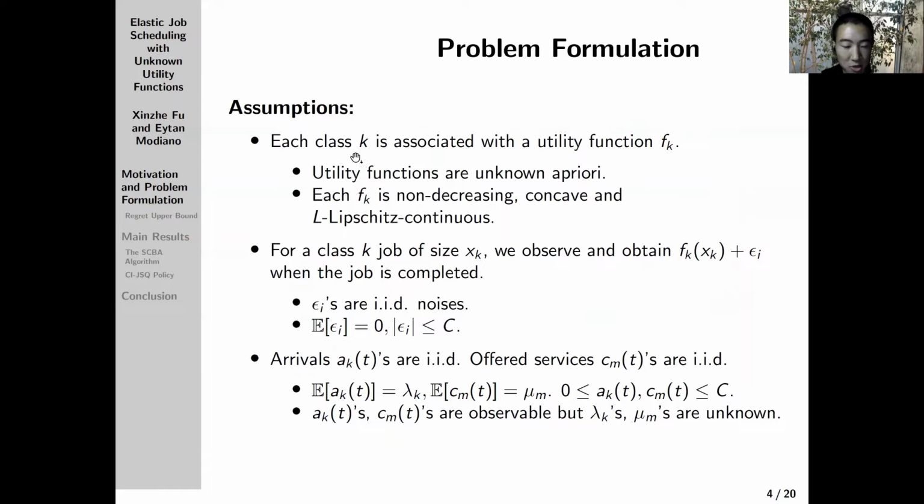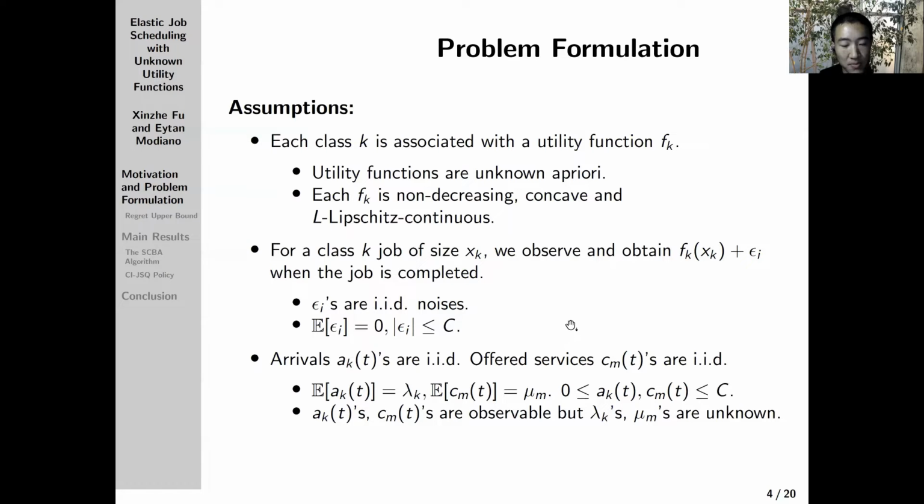Further, each class is associated with a utility function that is non-decreasing, concave, and Lipschitz continuous. The utility functions are unknown a priori, but we can receive observations of function values based on the completed jobs. Specifically, for a class k job of size x_k, we can observe f_k(x_k) plus a noise when the job is completed. The noise is assumed to be IID, of zero mean, and with bounded support. Finally, the arrivals and the offered services are also sequences of IID bounded random variables. We can observe the realized arrivals and services, but we do not know their means.